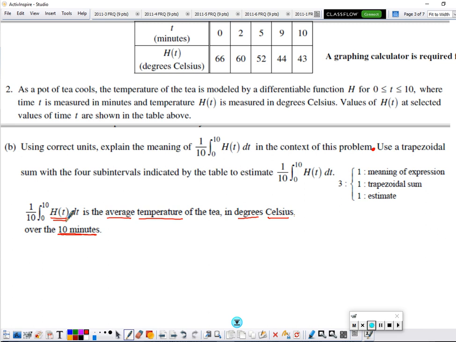Next one. Use a trapezoidal sum. So I want to make sure I don't forget it's trapezoidal. 4 subintervals indicated by the table to estimate this. Okay, rule of the AP test. If you are doing an integral, you need to write down the integral. Now, they don't always give points for it, but they often do. So I just always write it down. So I'm trying to find this integral.